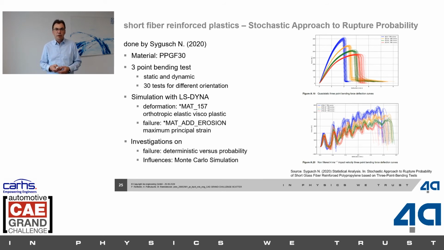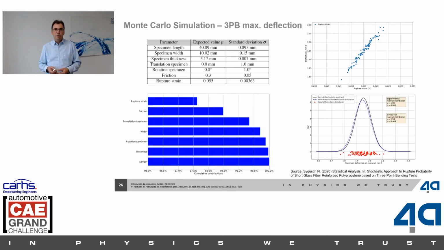As he is using a constitutive flow, he could only look at the principal strain as a failure criterion. Therefore, you see here in the Monte Carlo simulation, the rupture strain is the main influence on how much deflection you can achieve in the 3-point bending test.